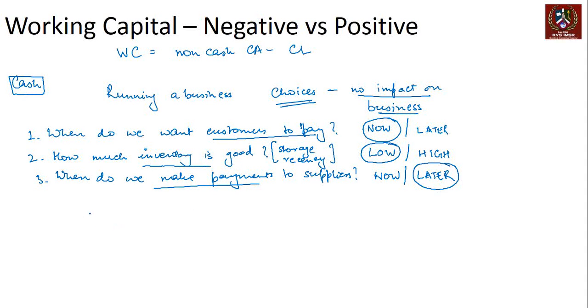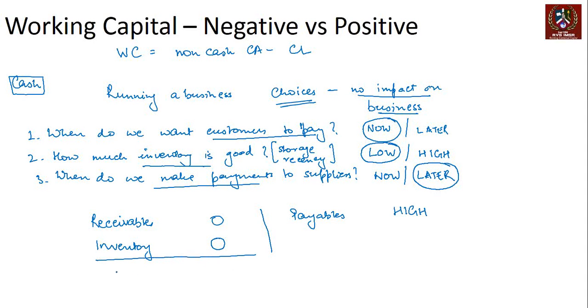Let's summarize all of this. If we want customers to pay right now, what is it that we are saying about receivables? We want zero receivables. If we want low inventory, and if possible, assuming it does not impact things, we probably want zero inventory, right? And we want to make payment to our suppliers at a later date. So we want high payables. Put whatever number you want to the payables bit, right?